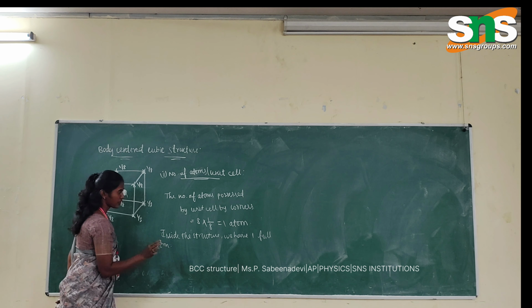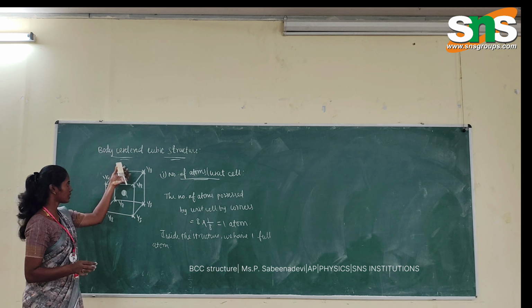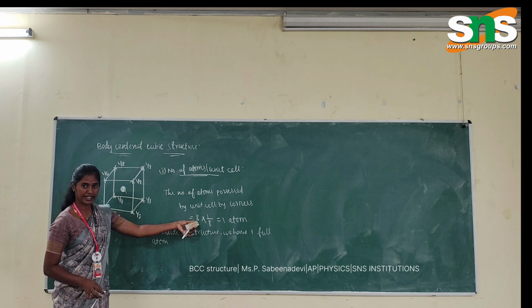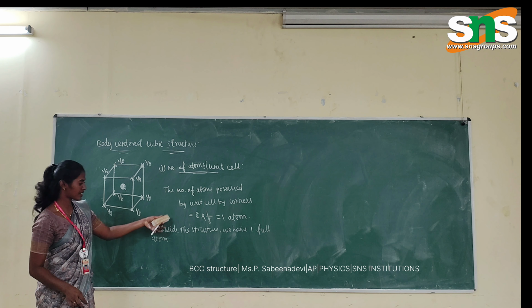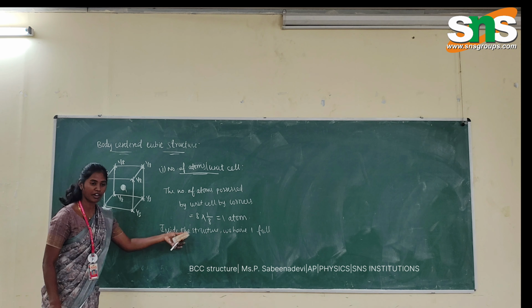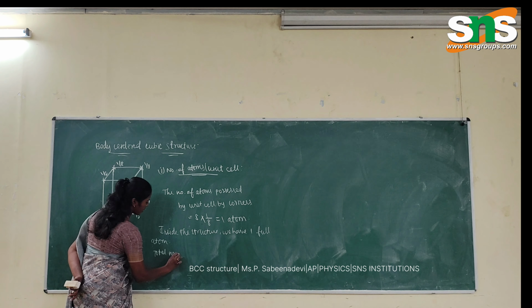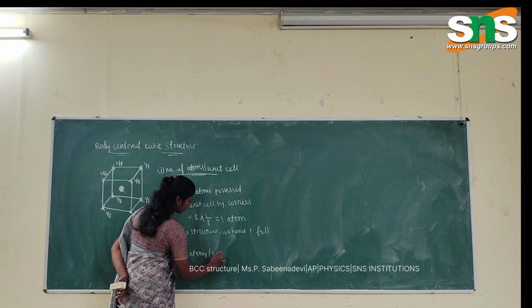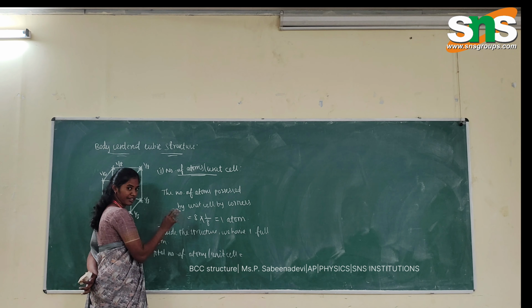Here it has 2 layers, one is corner and one is inside the structure. Each corner contributes 1 by 8 part of an atom, so 8 corners into 1 by 8 is totally equal to 1 atom. The next layer is inside the structure, which has one full atom. So the total number of atoms per unit cell is equal to, as it has 2 layers, 1 plus 1, which is 2.